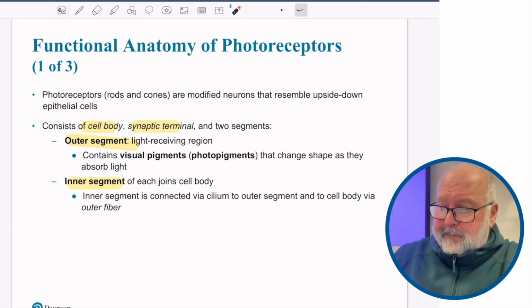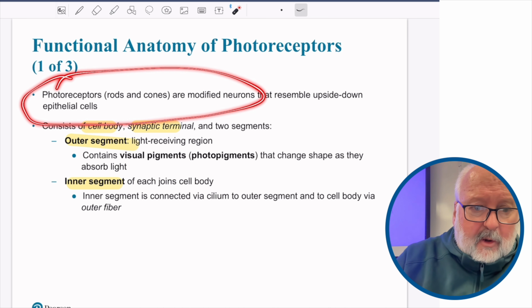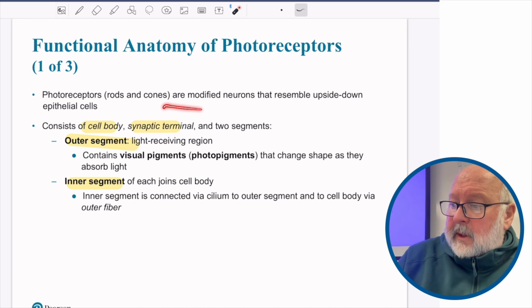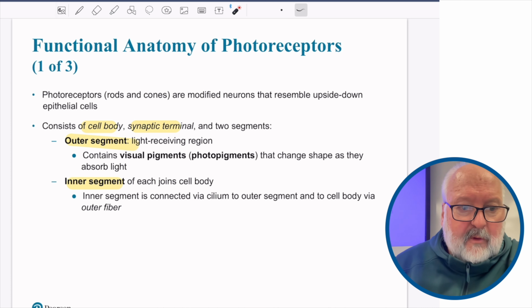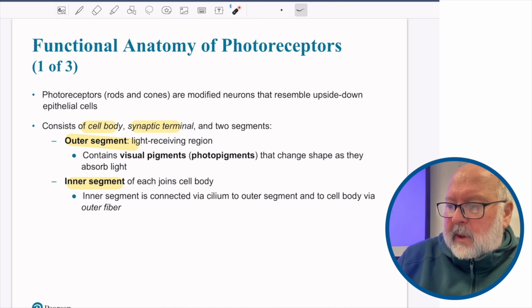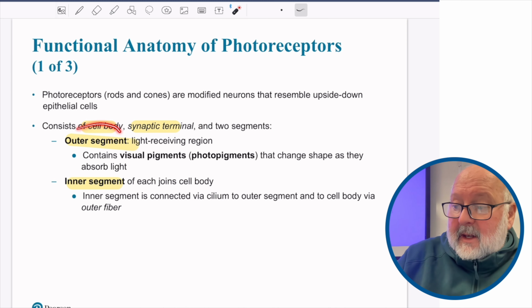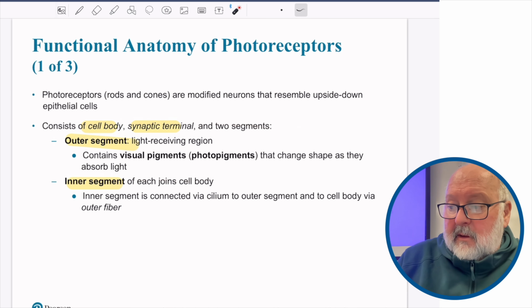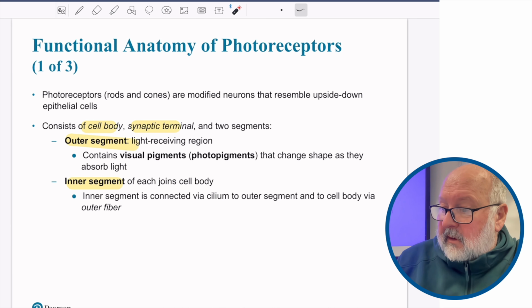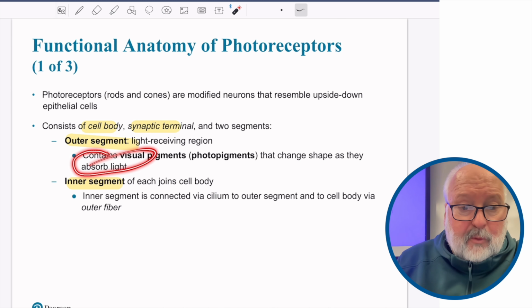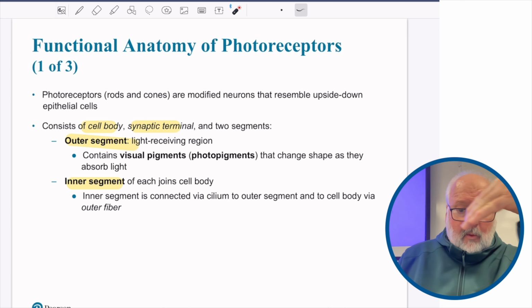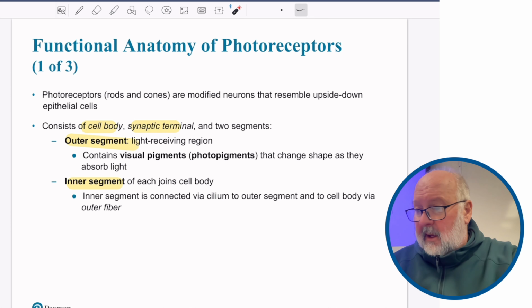So let's start here. Now, when I look at photoreceptors, I'm talking about the rods and cones, and they really are modified neurons, and they kind of look like upside-down epithelial cells. When we start looking at the components, we have a cell body, we have synaptic terminals, and then we have two segments. An outer segment. Now, the outer segment is where the light arrives, and it contains visual pigments, photopigments. And these photopigments will change shape as they absorb light. So they'll be able to change from a bent form to a straight form. We'll come and see that in a few seconds.